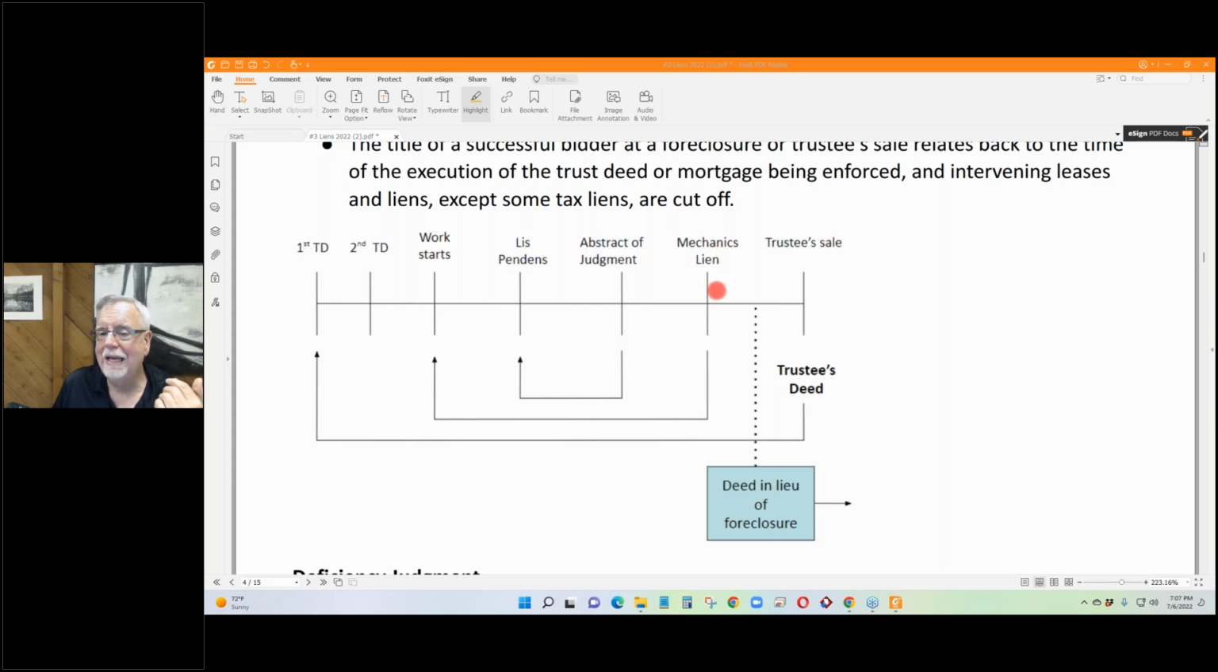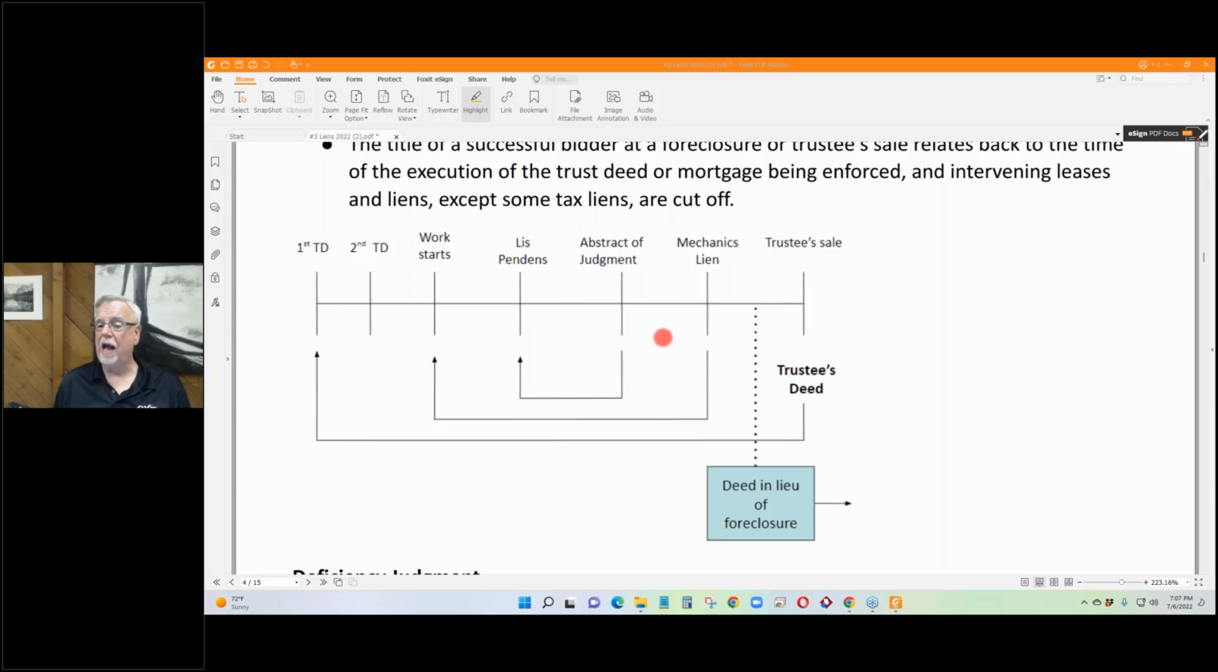When do mechanics liens take effect? And the answer is the day the work began. When do judgments take effect? The answer is the day they recorded the notice of the pending lawsuit. Can you see why this is called the doctrine of relation back?